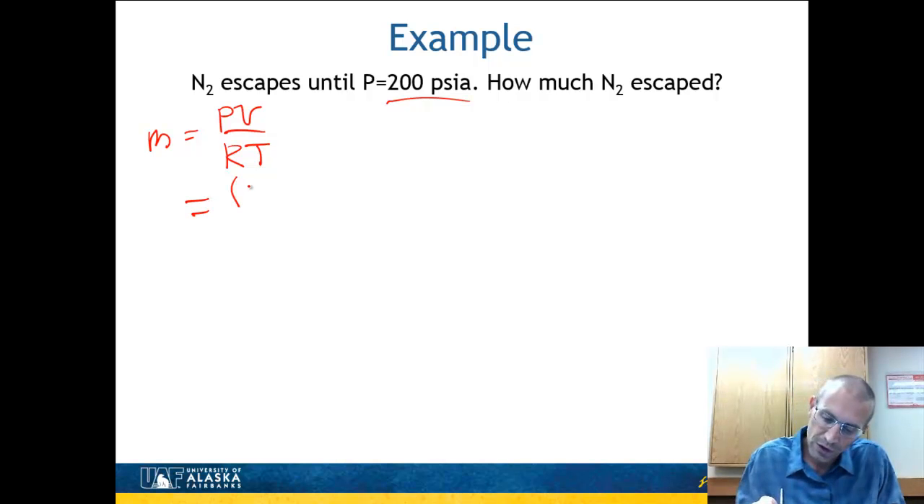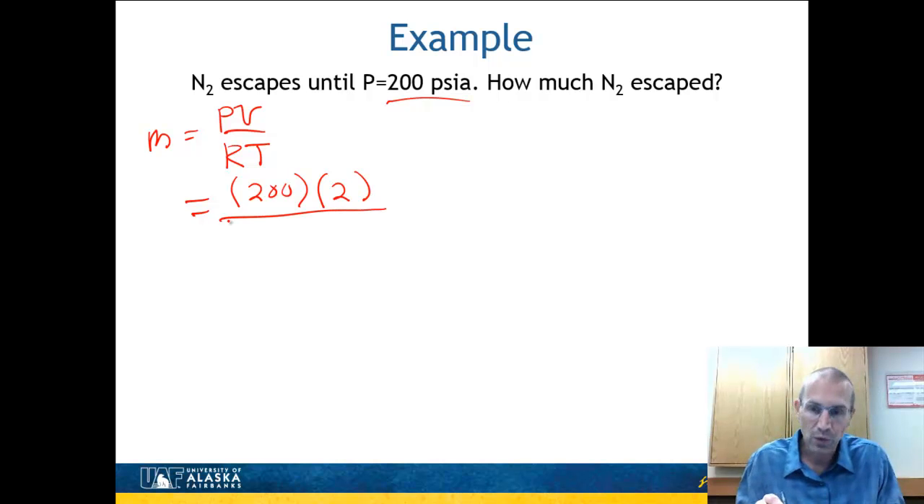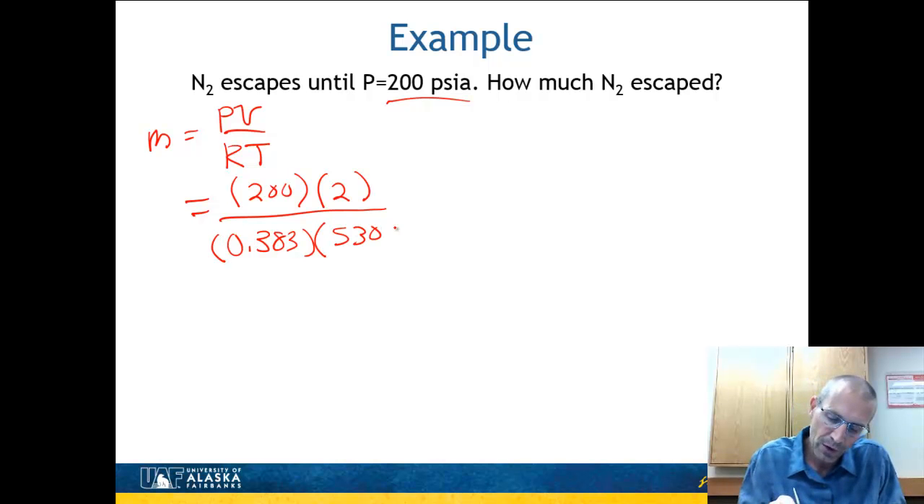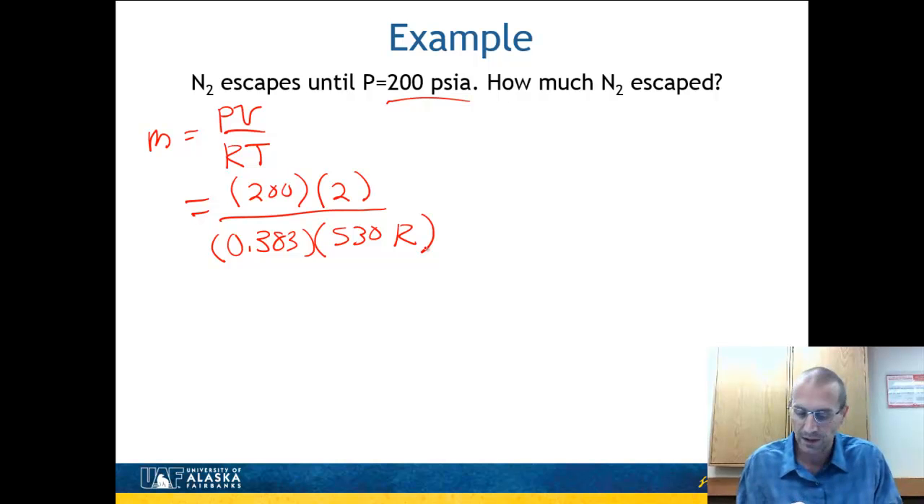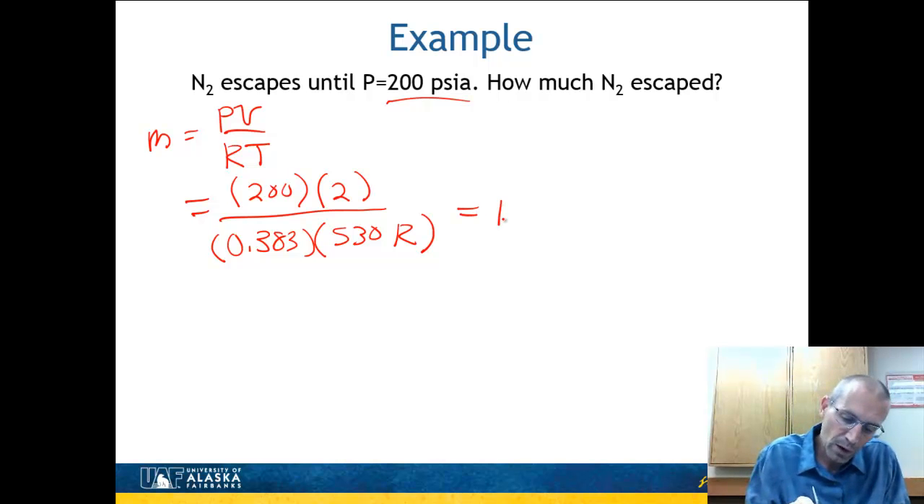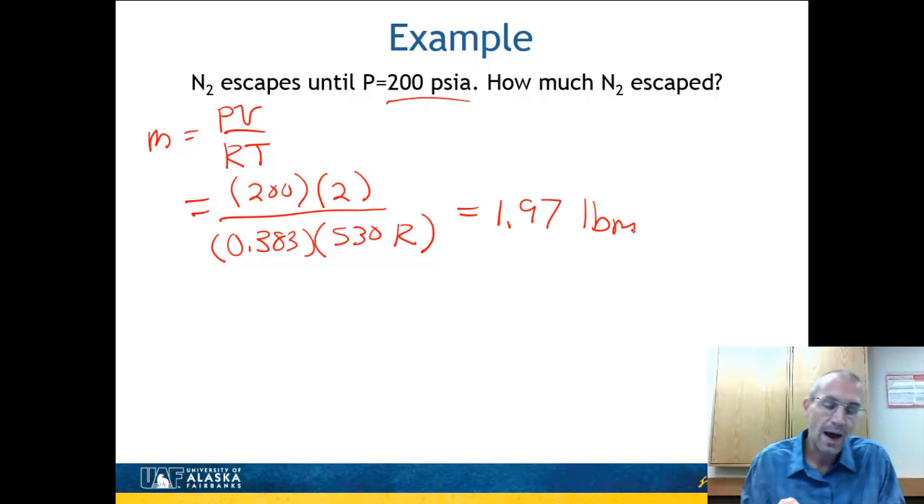So if my pressure is 200, the tank has a constant volume, so that remains constant at 2. My value of R, 0.383. And then my temperature, which was 530 Rankine. That's 70 plus 460. And this comes out to be 1.97. The units are pound mass. So how much mass is left? Well, that would be 5 minus 1.97, or 3.03 pound mass.